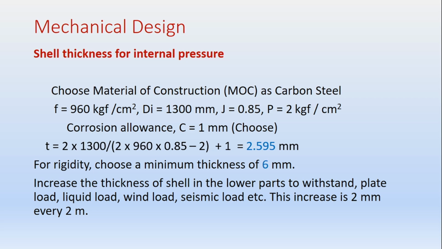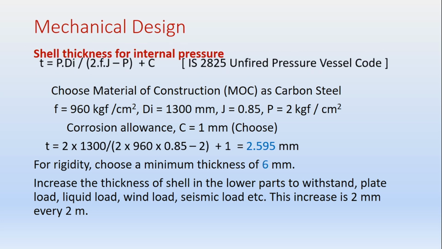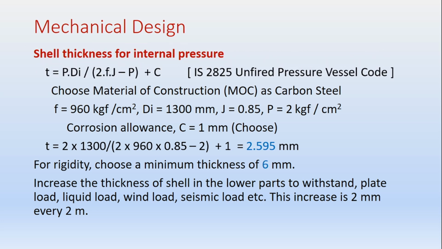Let us go to the mechanical design part. In this we will start with the thickness of the shell. We will do it for internal pressure. We are familiar with this equation, which is given in IS 2825, the code for unfired pressure vessels. So thickness is PDi by 2FJ minus P, plus C, where C is the corrosion allowance.